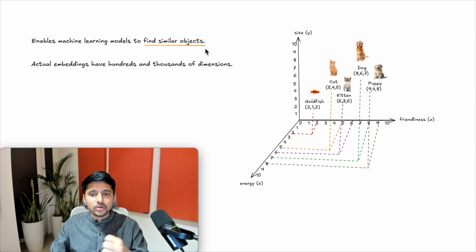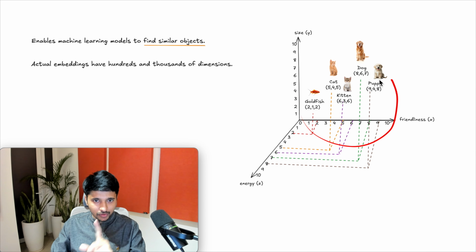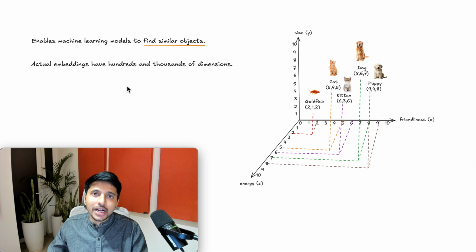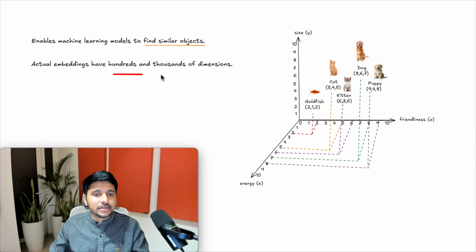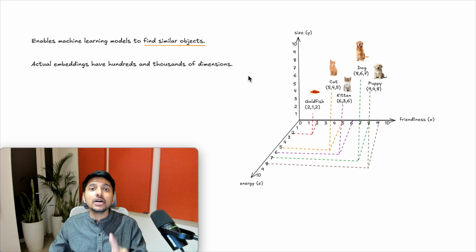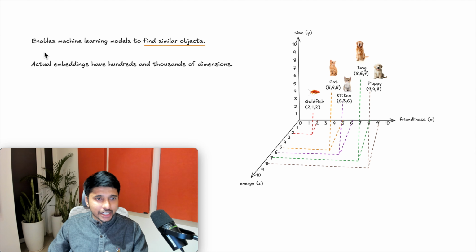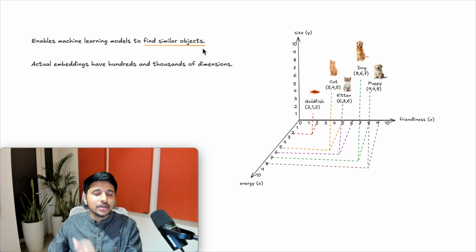Now it will make more sense when we see this. So we will wait for that. Before moving forward, I want to highlight that actual embeddings will have hundreds and thousands of dimensions, not just 1D, 2D and 3D, because of the nature of the data that we are going to play with. Now let's get back to the point, which is that it enables the machine learning models to find the similar objects. So embeddings are going to help us in finding the similar objects.